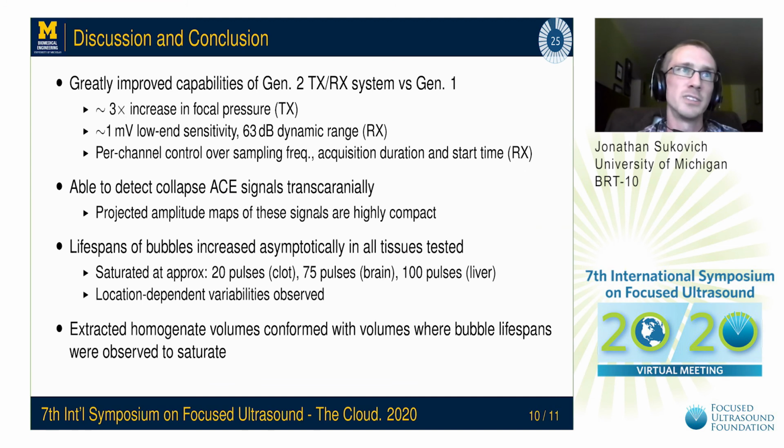But anyway, the generation 2 systems are a great improvement over the generation 1 systems. We have a 3 times increase in focal pressure, much better low end sensitivity, and all of the receive settings on the system can be set on a per channel basis, which is really nice. We're able to detect the ACE signals transcranially, and the projected amplitude maps give a highly compact projection of the localized bubble.